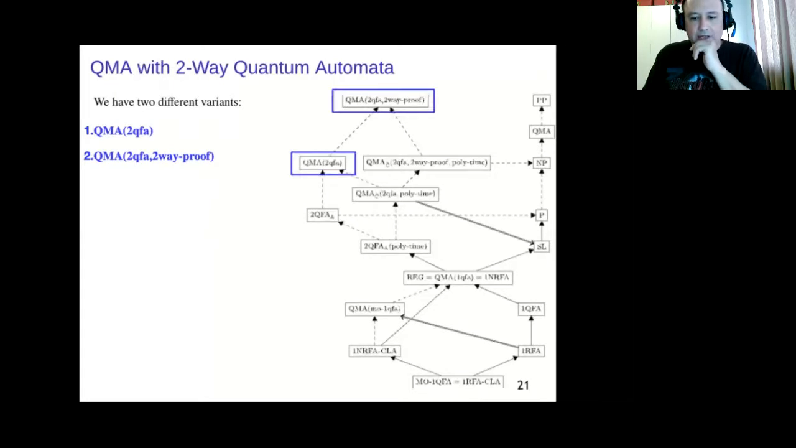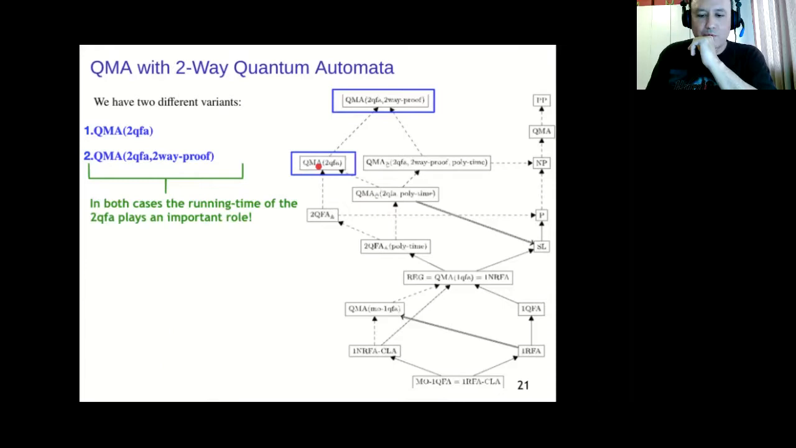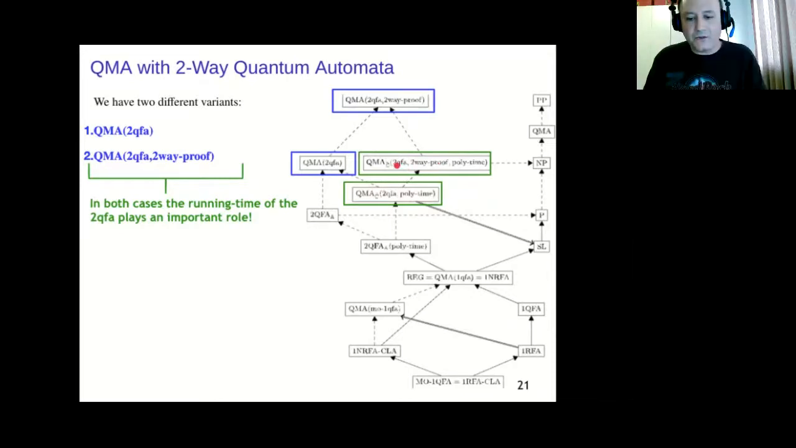And so I mentioned that we have the QMA proof system, and we have a bunch of new classes like these ones here. What we did here is that you have the input and the proof tape separate, and you can have two independent heads, one for the input tape and another for the proof tape. So they can move individually, independently. And you can also bound the number of steps the automaton does when it runs its computation. For example, in this class here, we have a 2QFA with a two-way proof, meaning that the proof moves the input.